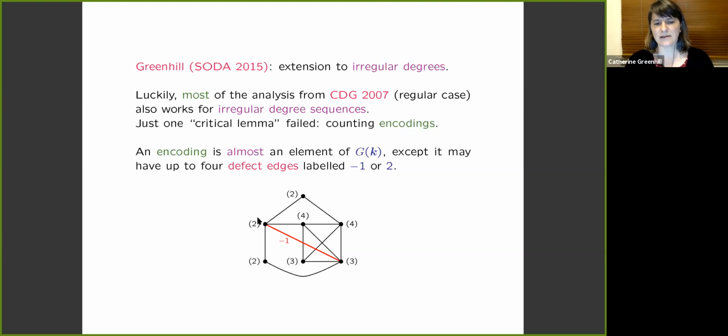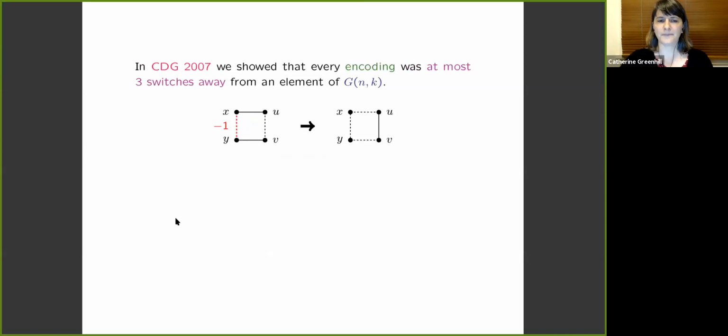So for this vertex, the numbers in brackets are the required degrees. This wants to have degree 2, and it's got 3 normal edges and 1 defect, but the defect is labeled -1. So 3 minus 1 is 2, and so that's why this works out. You can also see that if you remove the defect edges, what you have left over is a graph with a perturbed degree sequence. It's almost got degree sequence K, except there are some things that have been messed up. So there's a connection there. Okay.